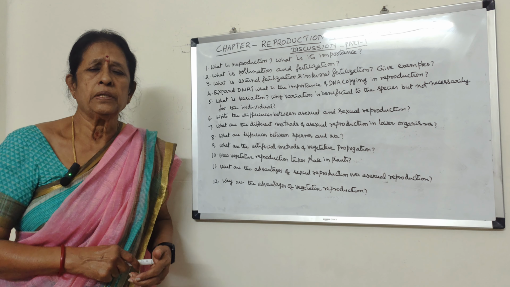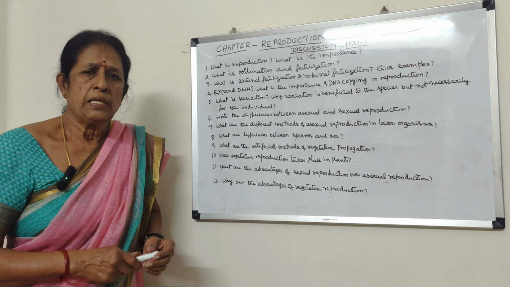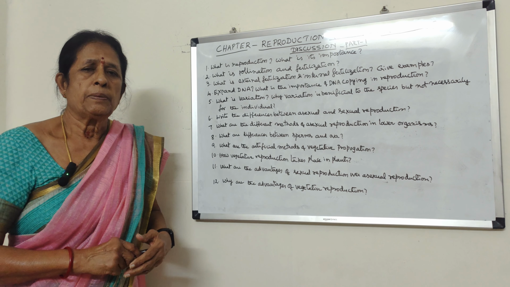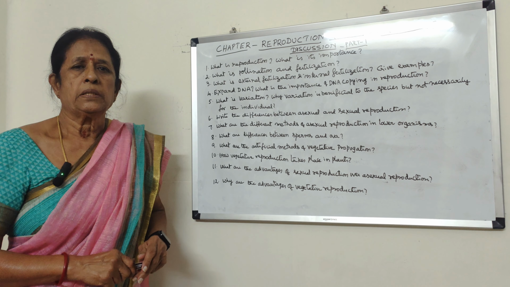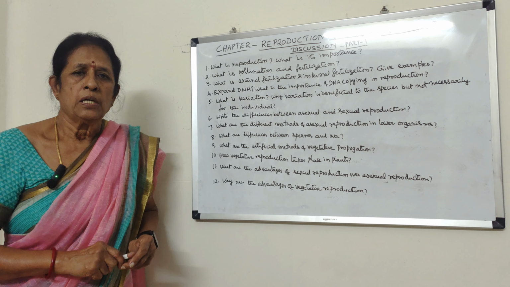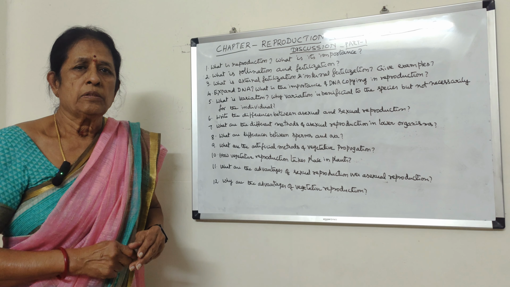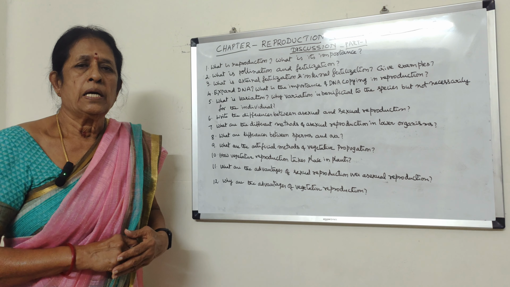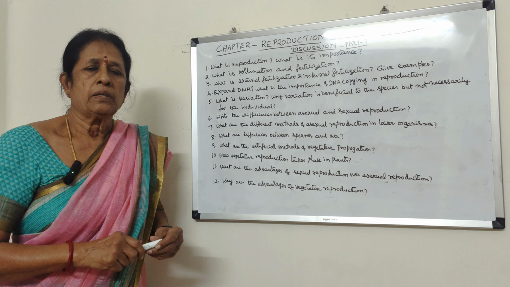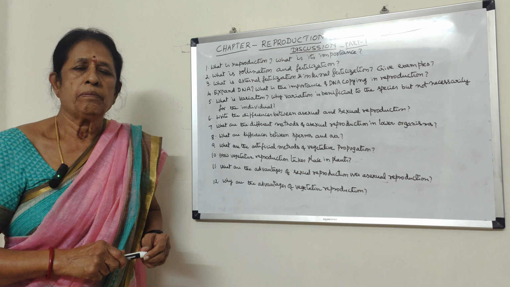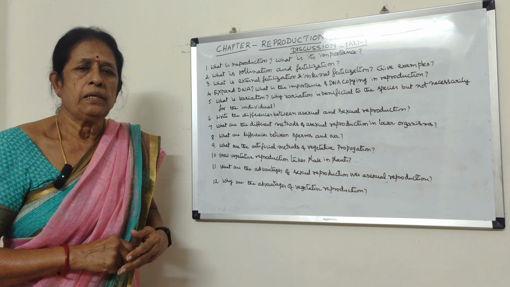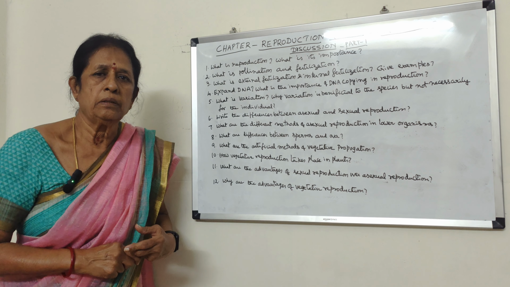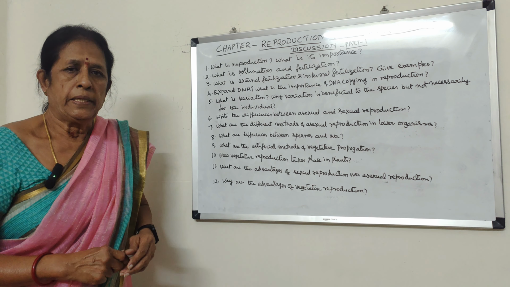In the case of yeasts and coelenterates like hydra, a special type of asexual reproduction takes place, called budding. Small buds, outgrowths, come out of the cells, and after complete growth they get separated from the parent and lead an independent life. That is called budding.